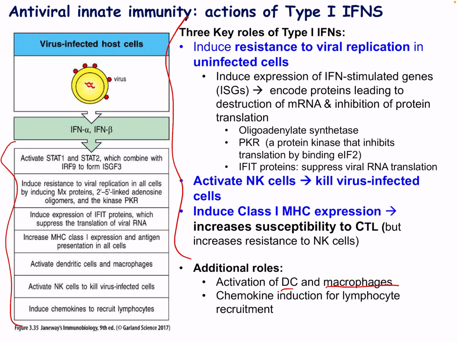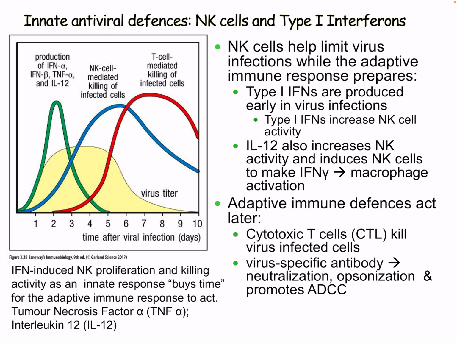So now we're going to look at natural killer cells in a bit more detail. So NK cells help limit virus infections while adaptive immune responses prepare. The type 1 interferons are produced early in virus infections, and these type 1 interferons, alpha and beta, increase NK cell activity through interferon gamma. IL-12 also increases NK activity and induces NK cells to make interferon gamma. Now, interferon gamma released from NK cells results in macrophage activation.